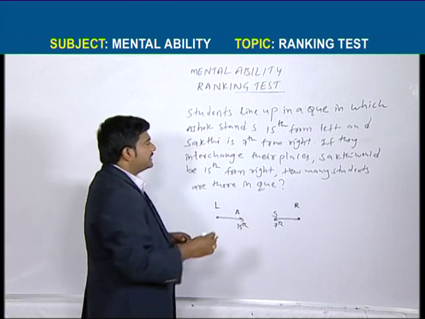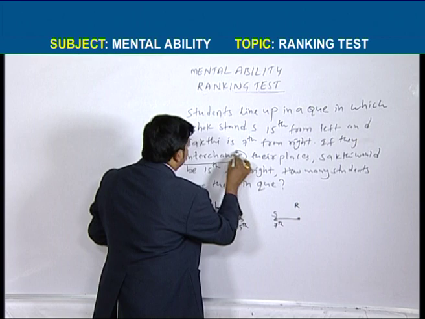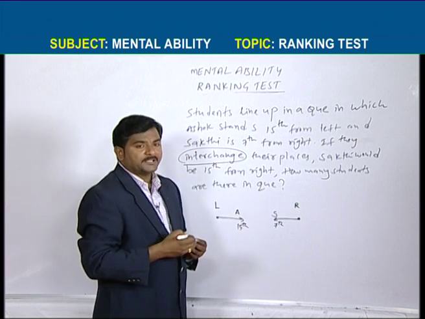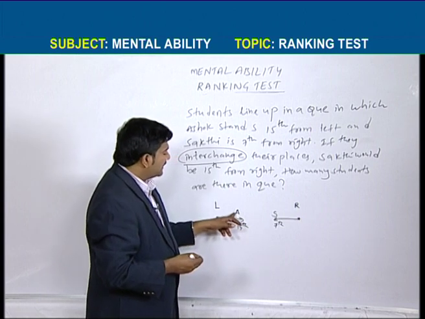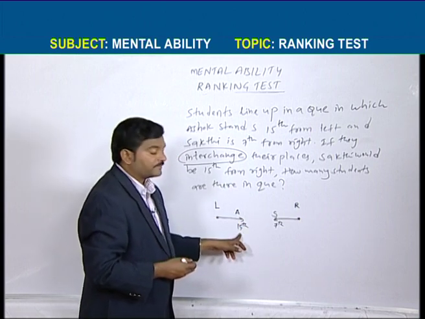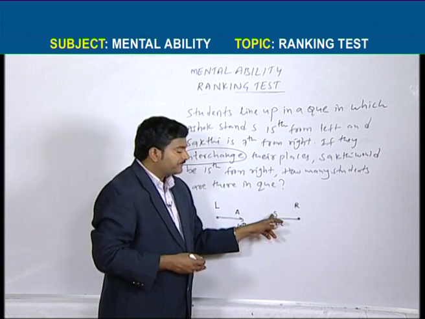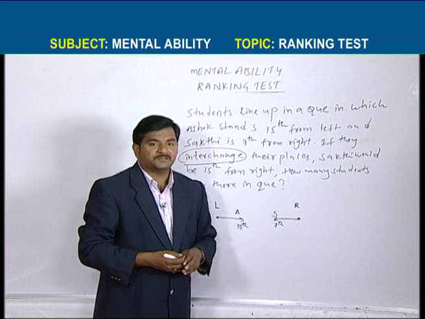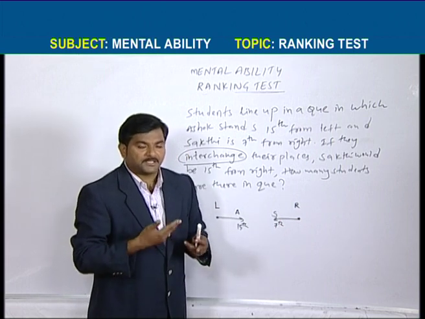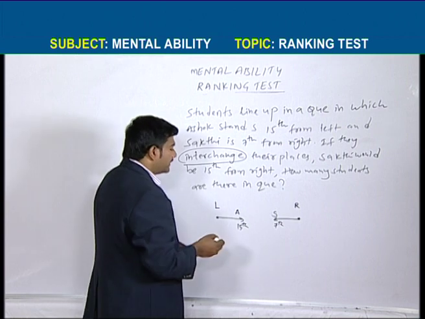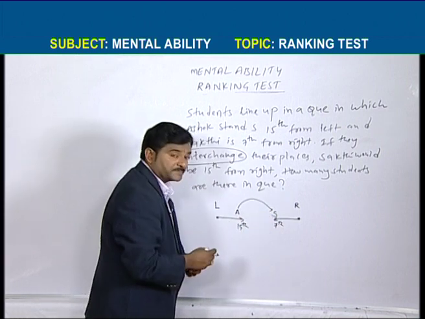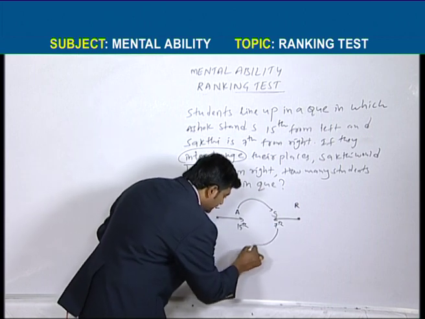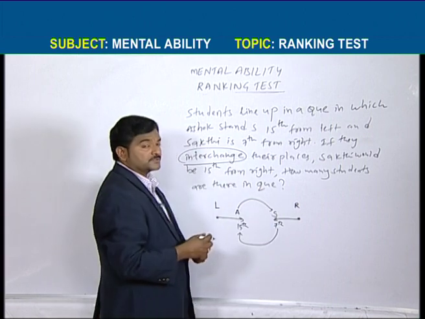If they interchange their places, observe here, what does it mean? Now Ashok occupies 15th from the left, whereas Shakti occupies 7th from the right. When they interchange their places, Ashok moves to Shakti's place, whereas Shakti is shifted to Ashok's place.